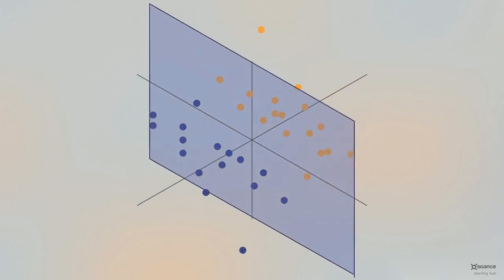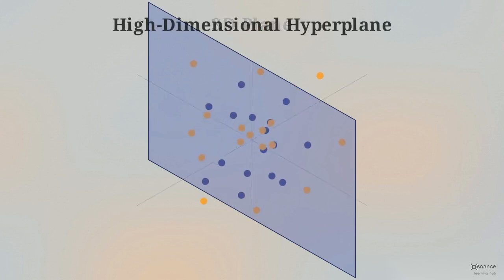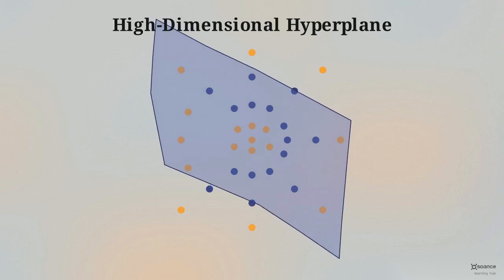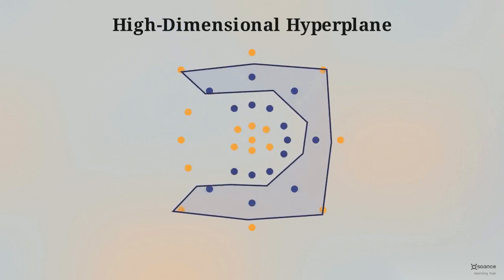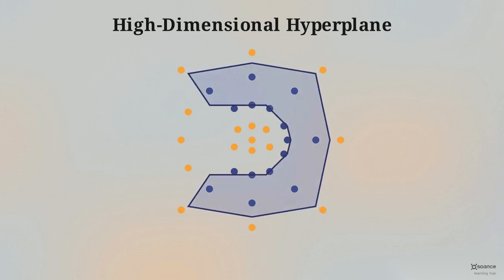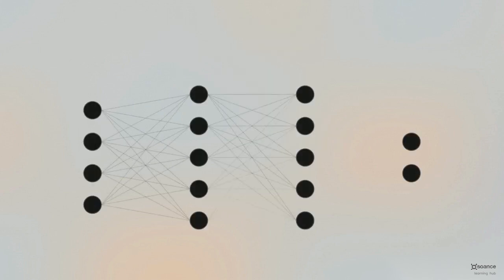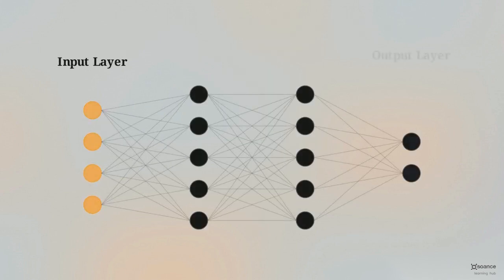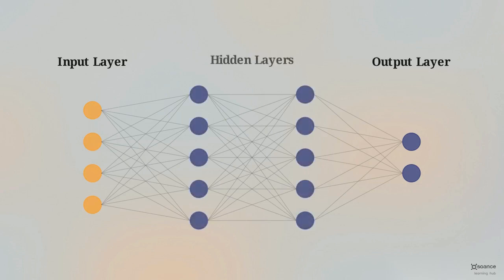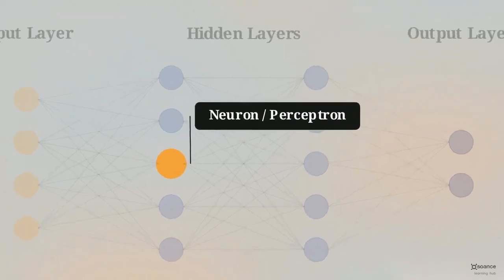But as we move into 3 dimensions, that line expands into a plane. And in even higher dimensions, it becomes a multidimensional hyperplane carving through the data. Calculating the exact position and shape of that dividing boundary across complex dimensions is the primary objective of a neural network. Structurally, a network is divided into an input layer, an output layer, and one or more hidden layers in between. Each node within these layers is a basic processing unit called a neuron or a perceptron.